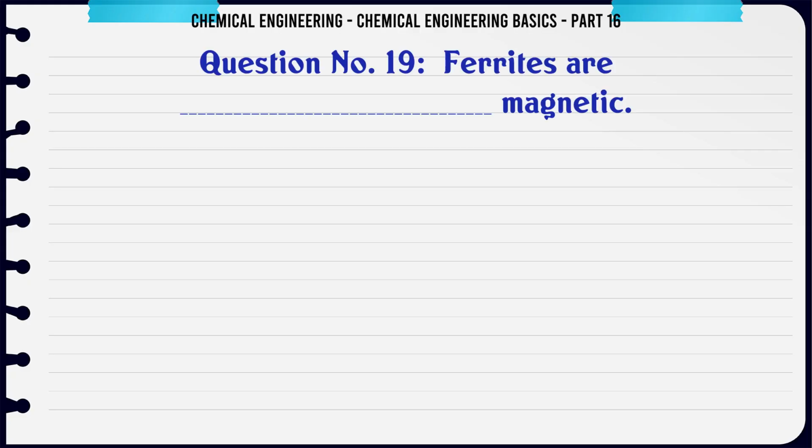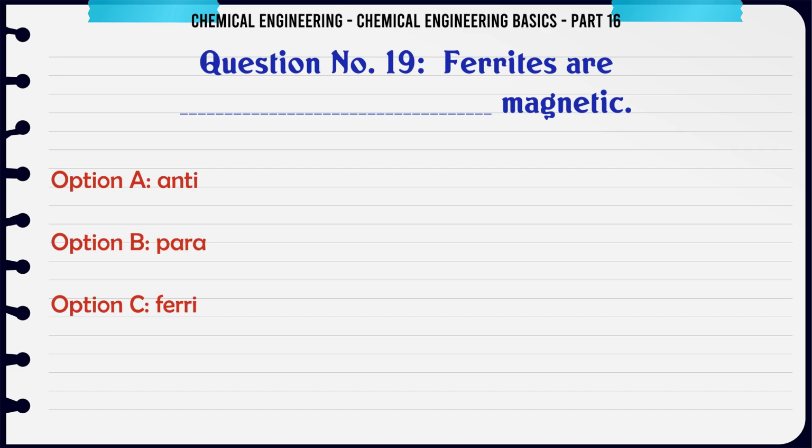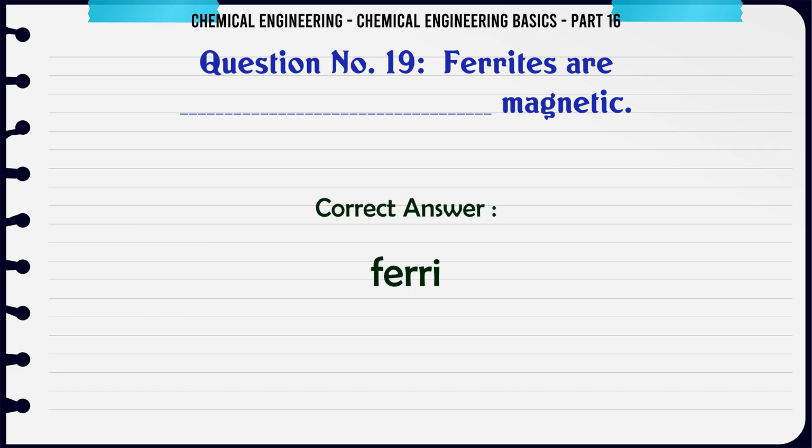Ferrites are magnetic. A. anti, B. para, C. ferri, D. ferro. The correct answer is ferri.